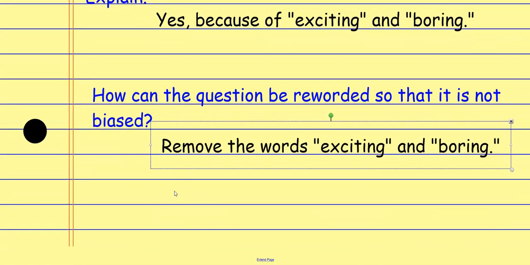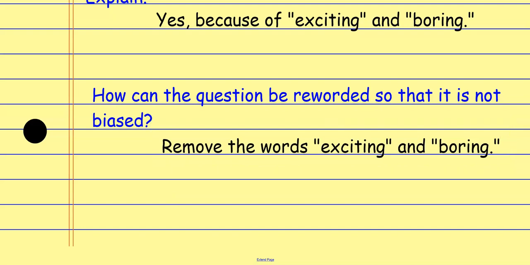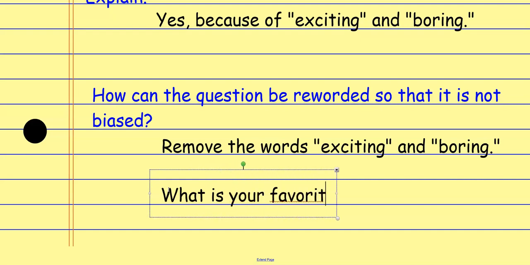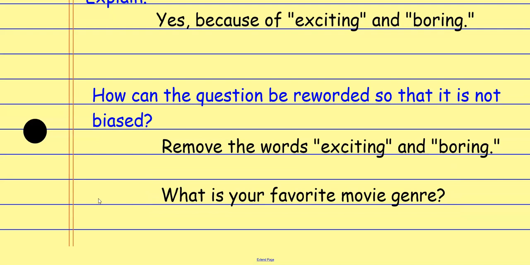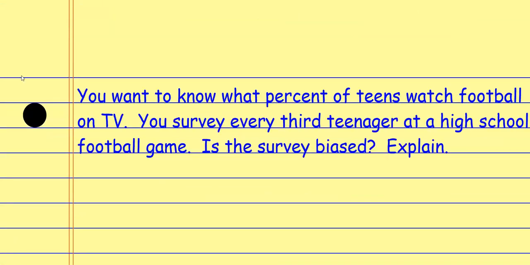We could also rephrase the question completely, because maybe just the fact that we're using something like action movies versus documentaries, maybe we want to make it more broad and just say, what is your favorite movie genre? And if you don't know what a genre is, it's like a topic or a category of movie. So genres would be like action movies, documentaries, comedies, that kind of thing. So maybe we change the question completely. There's lots of ways to remove bias from questions, but we have to be careful, because sometimes the bias is not in the question itself.